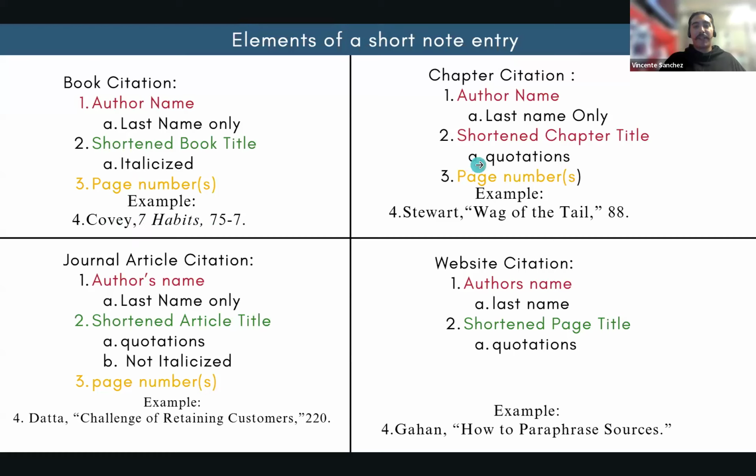And then the chapter citation, instead of the book title, we're going to have the chapter title, and it's going to be quoted instead of italicized. So that's the difference between those two. And then for a journal article citation for the short note, we're going to have the author's name, last name only, the short article title quoted, and we're not going to italicize that one. And then we're going to have the page number. And then the website citation is going to probably be the easiest one because all you need is the author's name and the shortened page title with quotations following that.